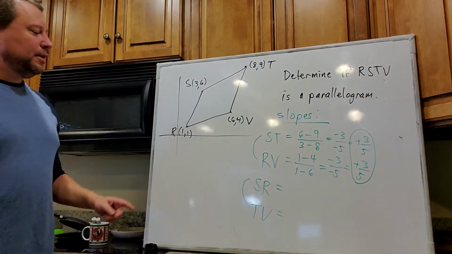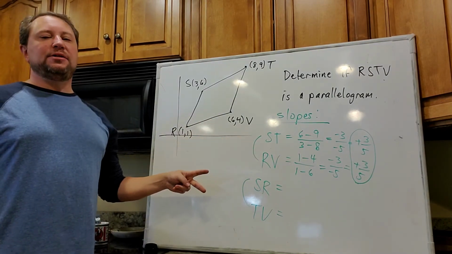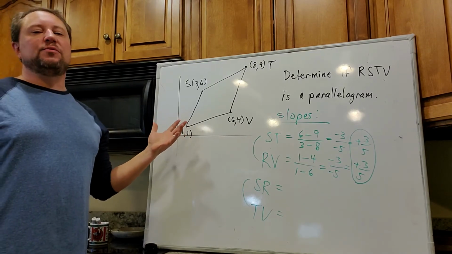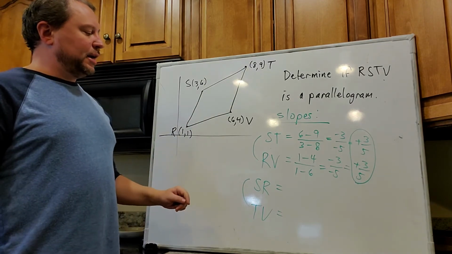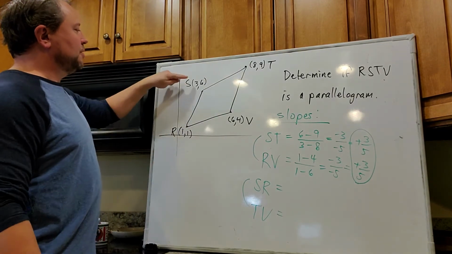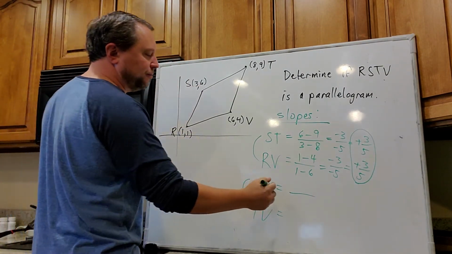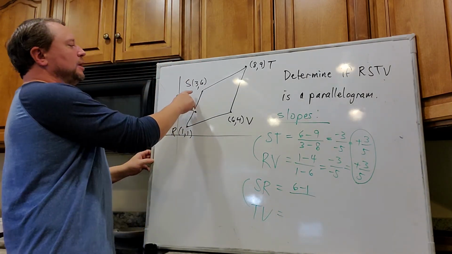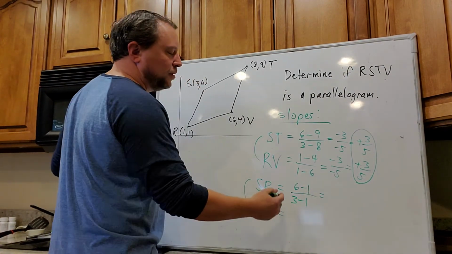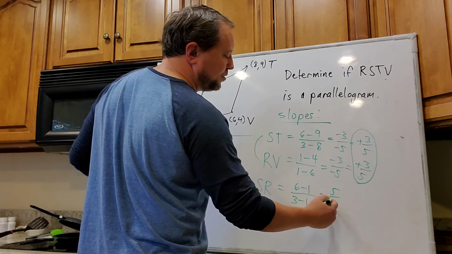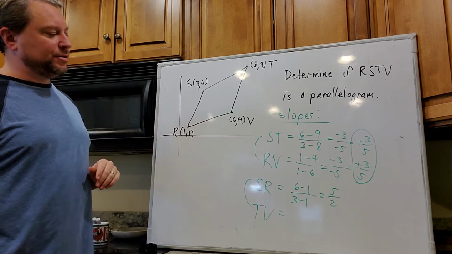So far, so good. Now let's check these other two. Remember, you have to check all 4 because if only one pair matches, that only verifies so far that this would be a trapezoid, having one pair of parallel sides. Okay, but down here, for SR, again, we're going to subtract the y values on top. So 6 minus 1. X values on bottom, 3 minus 1. Well, 6 minus 1 is 5. 3 minus 1 is 2. So this time, this has a slope of positive 5/2.